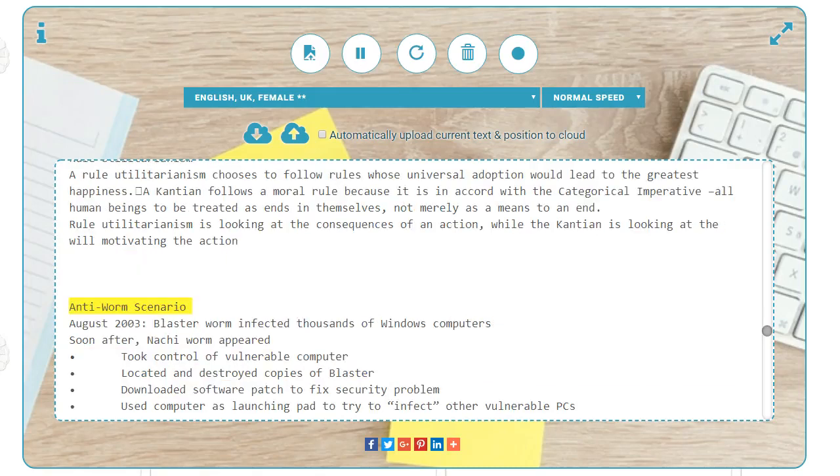Anti-worm scenario. In August 2003, the Blaster worm infected thousands of Windows computers. Soon after, the Nachi worm appeared. It took control of a vulnerable computer, located and destroyed copies of Blaster, and downloaded a software patch to fix the security problem. It also used the computer as a launching pad to try to infect other vulnerable PCs.